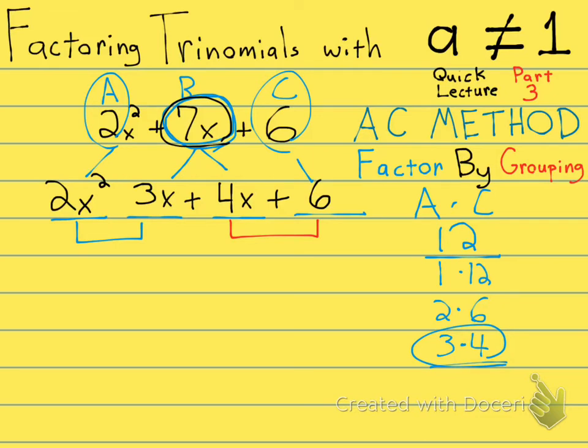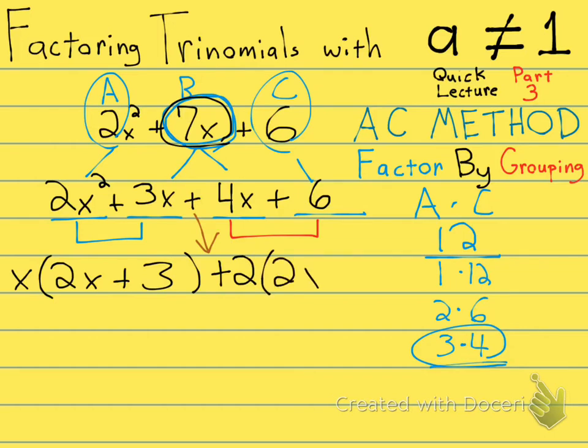Spider-Man, blue and red. Look at the first group. What do they have in common? An x, and I'm left with 2x plus 3. Got to put a plus there. I need to drop down the sign in the middle. If that was a minus, I would have to drop down the minus. And what's my greatest common factor on the red group, 4x plus 6? 2. So I will be left with 2x plus 3. Now, am I happy? Of course I am.